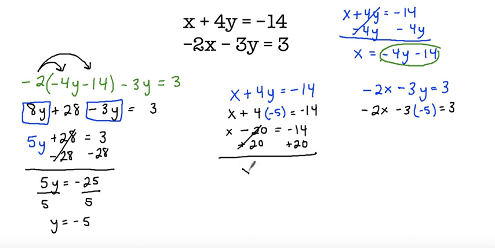This cancels out, so x is equal to, since we have a positive and a negative here, we're going to subtract, which is 6. And we're going to keep the sign of the number with the greatest absolute value, which in this case is positive. So x is equal to positive 6.